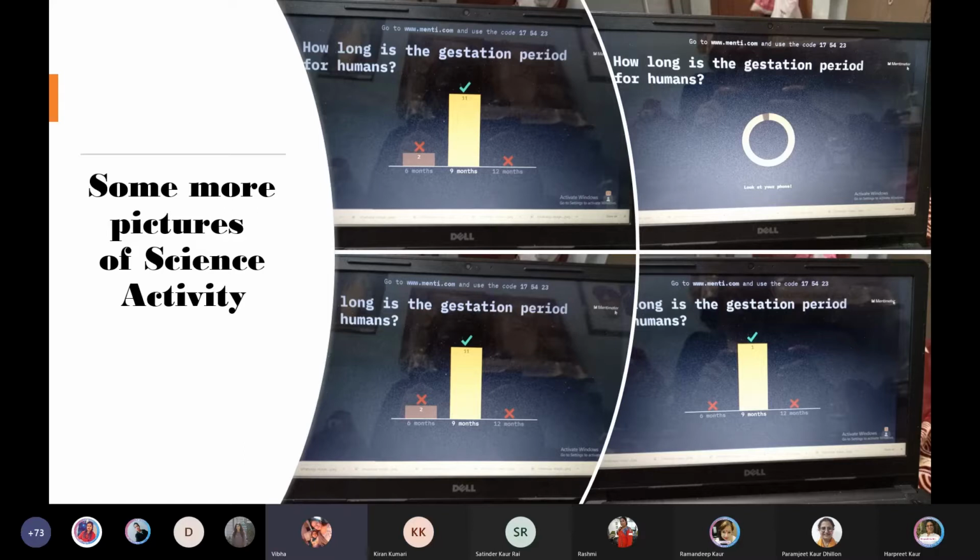Thank you so much. And there are some more pictures of science activity during subject enrichment activity also. It was used by the teachers.